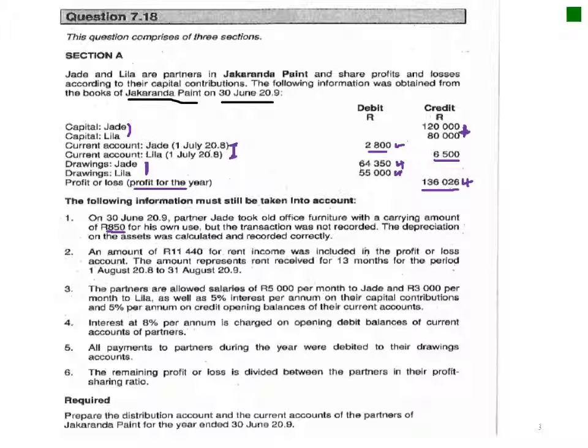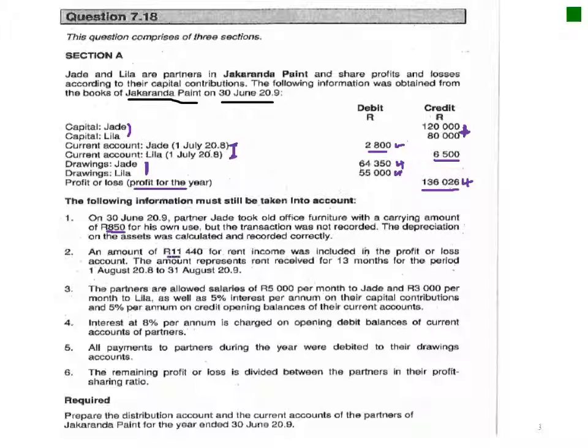So we need to take that into account when we do the allocation of drawings for Jade, because this is an additional amount for drawings. So the entry for this is we're going to be increasing drawings by $850, and we're going to take it out of the office furniture cost and accumulated depreciation. That leg of the transaction we don't need to do. We only need to do the leg that increases drawings by $850.